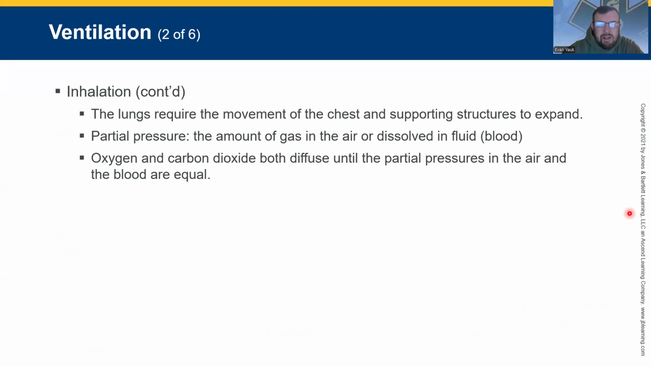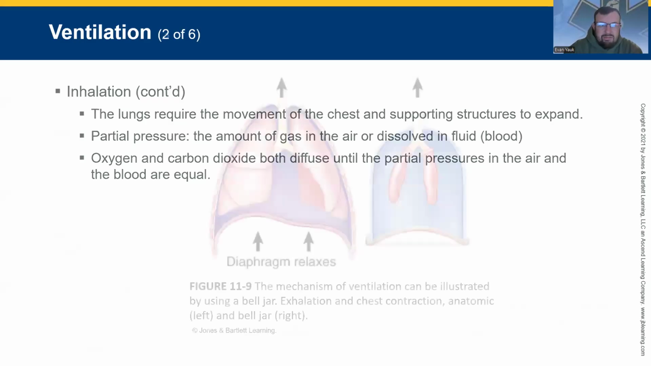Partial pressure is the amount of gas in the air or dissolved in fluids like blood. Oxygen and carbon dioxide both diffuse until the partial pressure in the air and blood are equal. So that diffusion is going to take place until there is a balance.